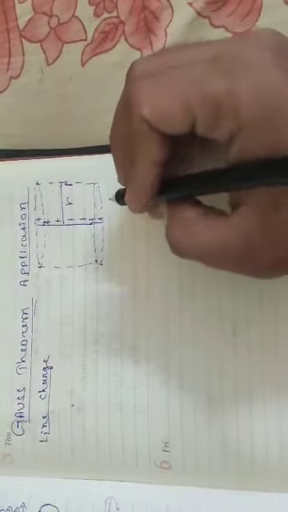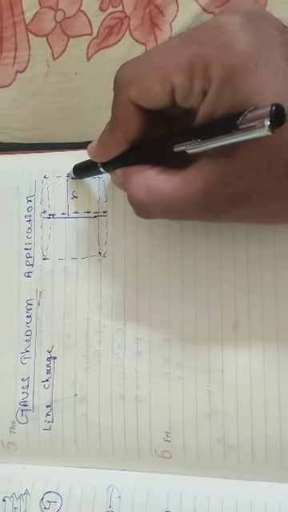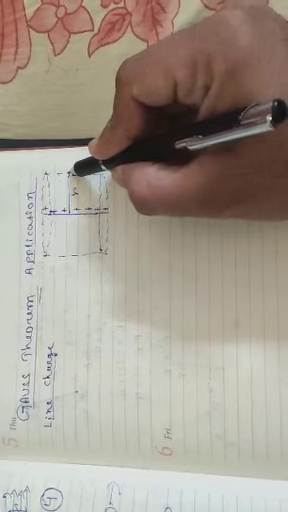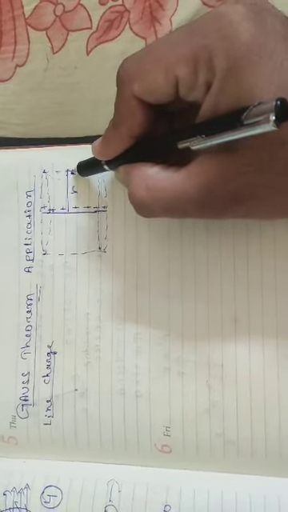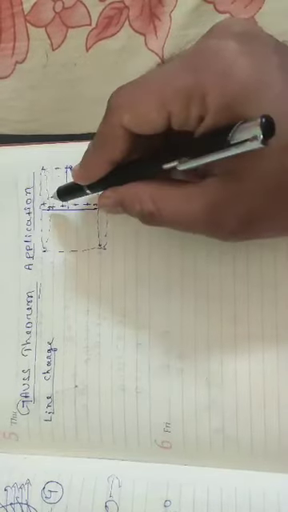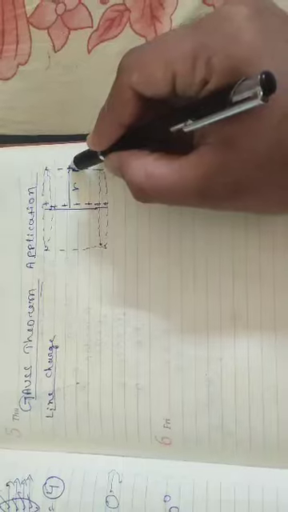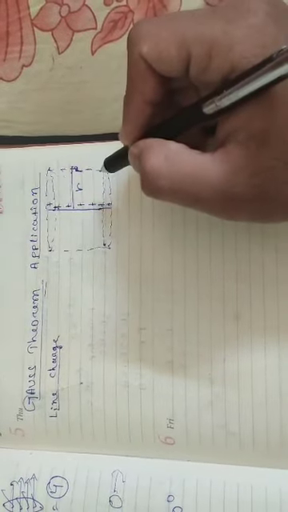And what is our aim? Our aim is to find out what the electric field should be at this point due to this line charge, or what is the effect of this line charge on a point present here, right?